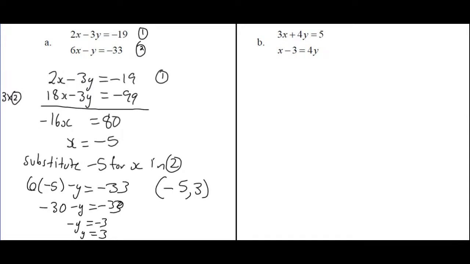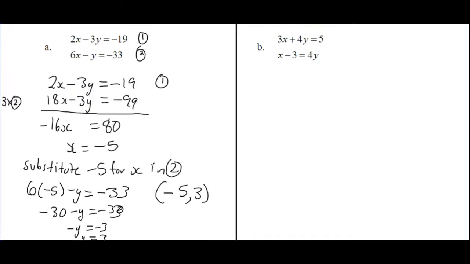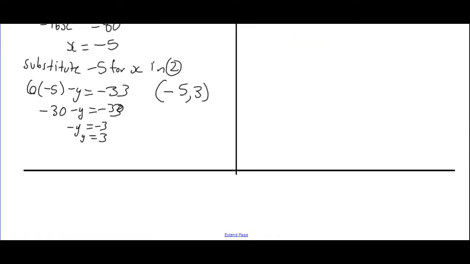Which we then want to verify, right? So what do we got? 2x minus 3y equals negative 19. 2 times negative 5 minus 3 times 3 is that, put the question mark over, negative 19. Negative 10 minus 9 is that negative 19. Negative 19 is negative 19.